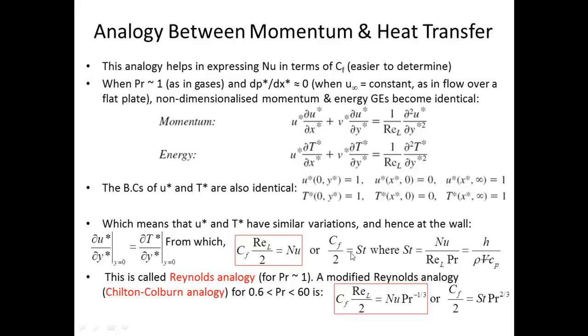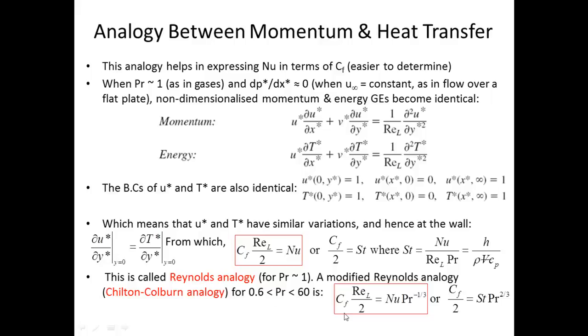So Cf by 2 equals the Stanton number, and this holds good for Prandtl numbers approximately equal to 1, as we have stated in the initial assumption. A modified form of this analogy is called the modified Reynolds analogy or the Chilton-Colburn analogy. This is valid even for higher values of Prandtl number.